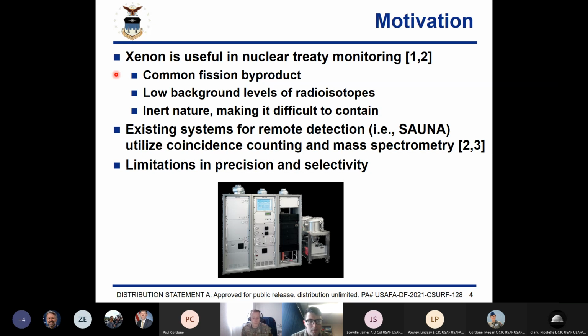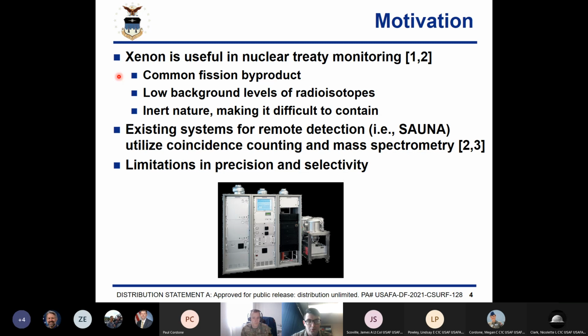First, xenon is a common fission byproduct, so it's produced in abundance during a nuclear test. Second, its radioisotopes have low background levels, so they stick out like a sore thumb whenever they are created. And third, because xenon is an inert noble gas, it's difficult to contain and therefore easy to detect remotely.